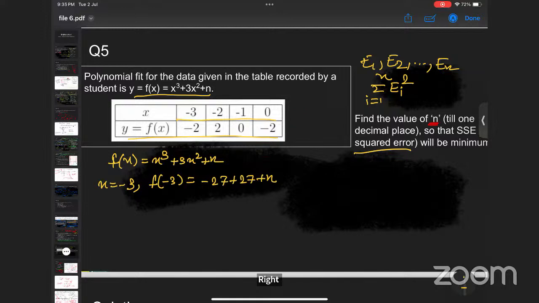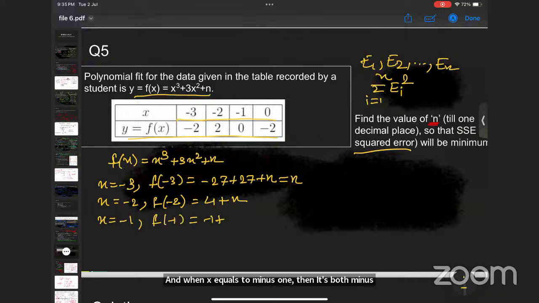Yes, ma'am. If x equals -2, then what is f of -2? F of -2 is actually equal to -8 plus 12 plus n, which is 4 plus n. When x equals -1, then f of -1 will be -1 plus 3 plus n. This is again 4 plus n, right? Ma'am, 2 plus n, that is -1 plus 3. Okay, sorry. Yeah, right. 2 plus n.